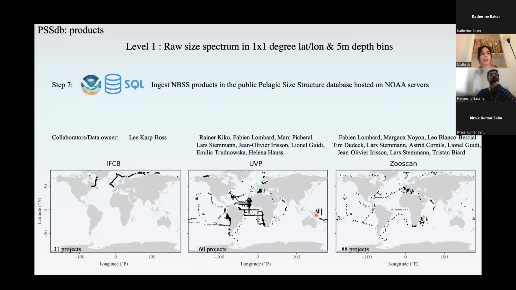So this is the spatial scale of the projects we have ingested so far in PSSdb. Right now we only have data coming from the Imaging FlowCytobot, the Underwater Vision Profiler, and the ZooScan. But you can see that the UVP and the ZooScan already cover a pretty broad range. And the goal is really to maximize that range. The IFCB, on the other hand, is really only limited to polar regions.